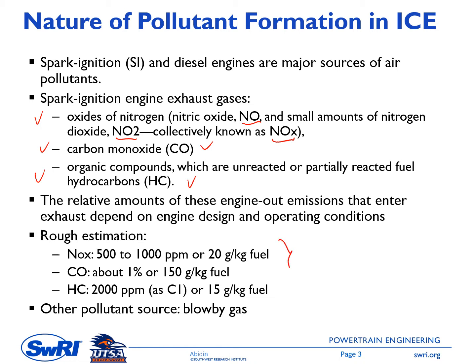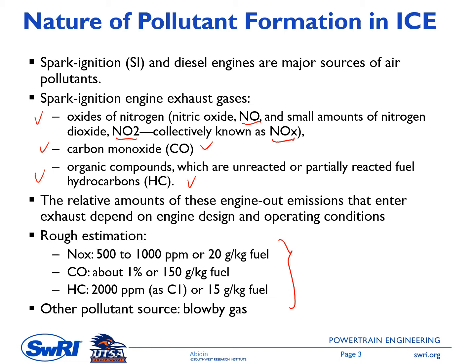This is a rough estimation of the pollutant amount in internal combustion engine. For example, NOx we might have between 500 to 1000 ppm, or it's equal to 20 gram per kilogram fuel. CO can be around 1%, or it is equal to 150 gram per kilogram fuel. And then hydrocarbon, it is around 2000 ppm. This is as a C1, or 15 gram per kilogram fuel.